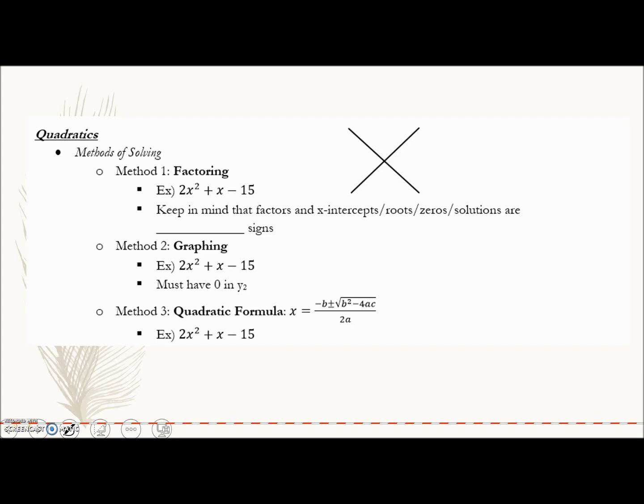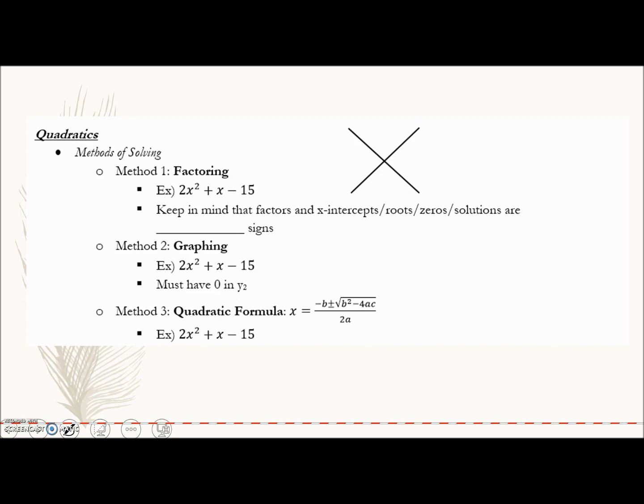Today we're going to review quadratics. So a quadratic is something that has an x squared but nothing higher of an exponent. There are three ways that you could solve them, and on the SAT you may have to use any of these ways depending if you're allowed a calculator or not.